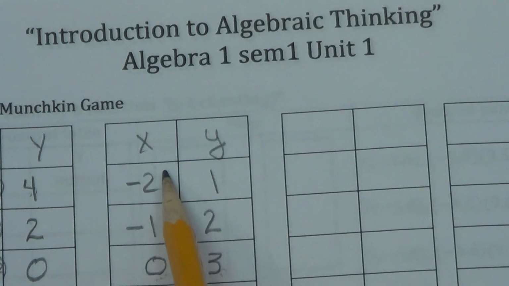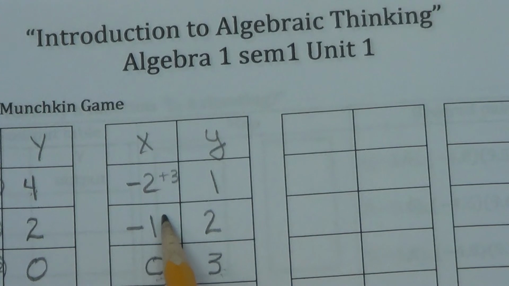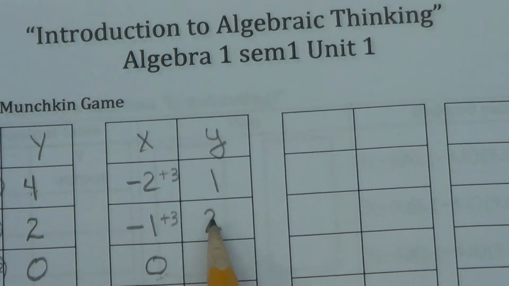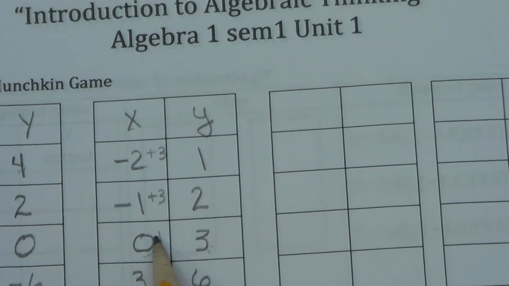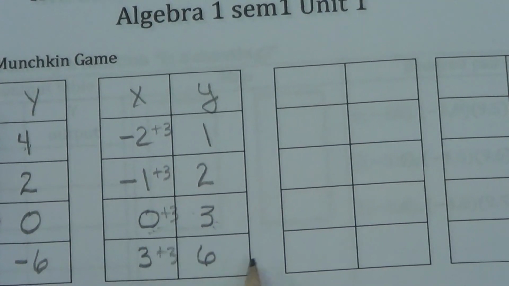Is that all that I'm doing? -2 plus 3 would be 1. -1 plus 3 would be 2. 0 plus 3 would be 3. And 3 plus 3 would be 6.